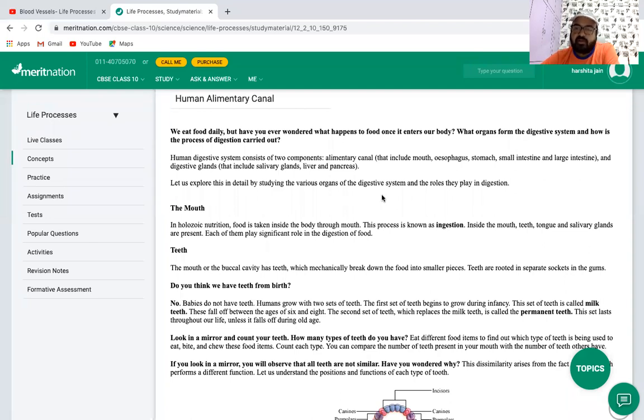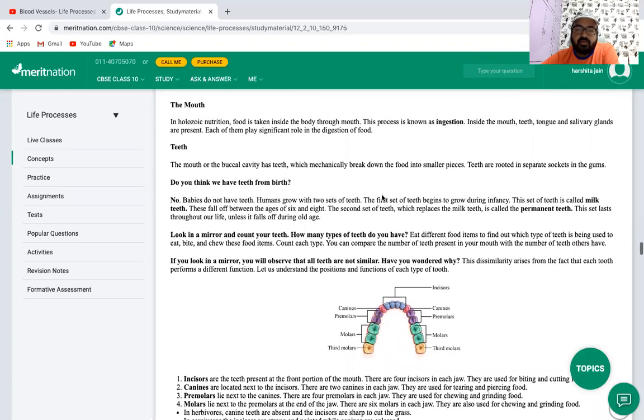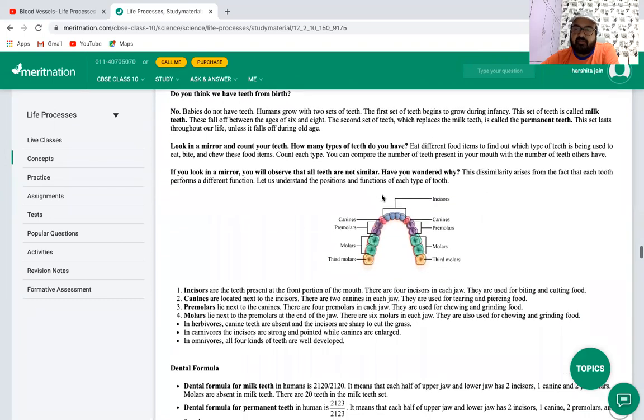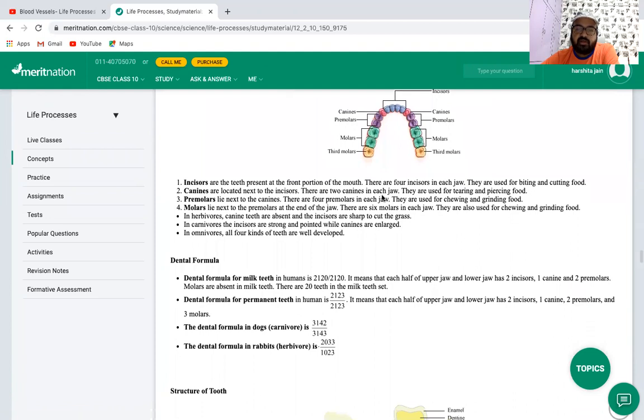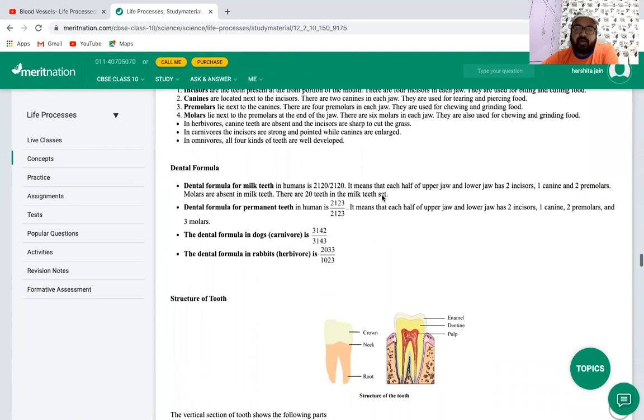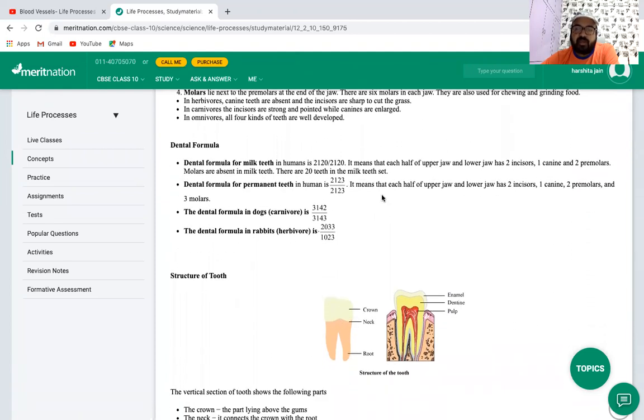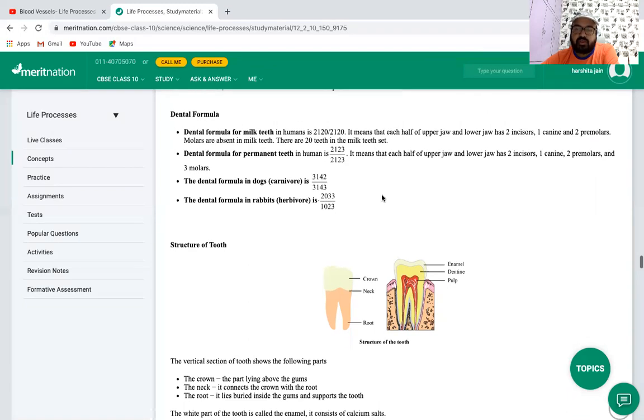I have already shared the notes, diagrams, but then also, you must be knowing the dental formula and all, like incisors, canines, premolars, molars. If anybody asks you what is the dental formula for milk teeth, it is 2120. Okay. Molars are not there in milk teeth. Permanent is 2123. That is 2 incisors, 1 canine, 2 premolars, and 3 molars.